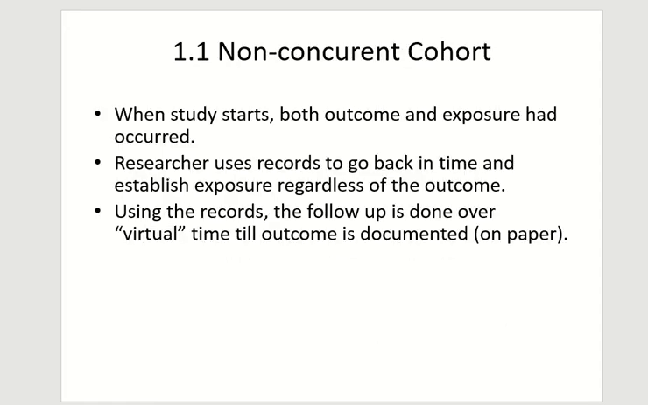So the non-concurrent, this is when studies start, both outcome and exposure had occurred. Meaning, we're coming in, for example, in 2020, we're starting a study, things have happened. However, researchers use records to go back in time and establish the exposure regardless of the outcome. So first you find the exposed and the non-exposed, and then you do your follow-up over the records. So that's what I call virtual time till the outcome occurs on paper, as documented.